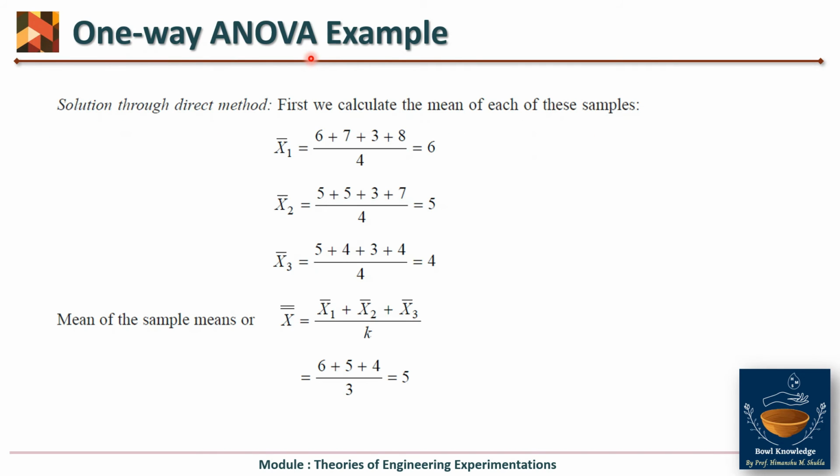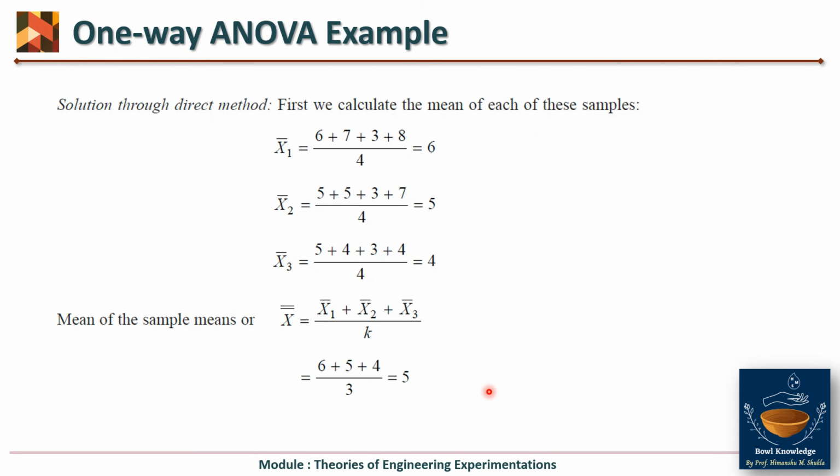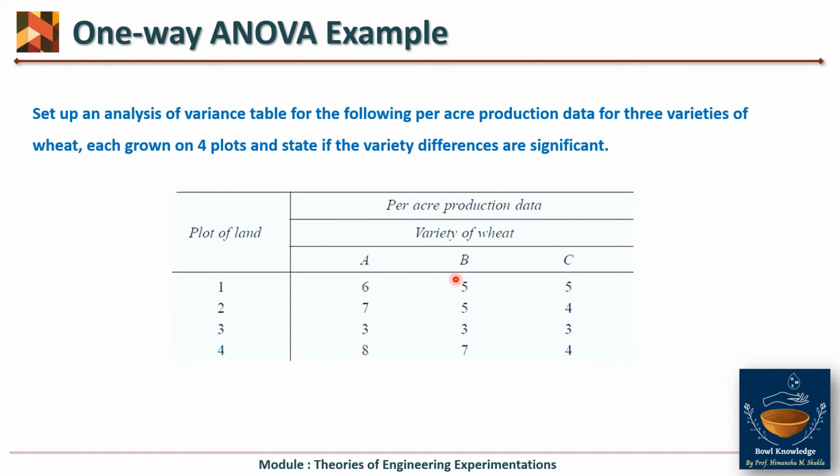Now proceeding, as per the steps, we will see how this numerical is solved. There are 3 varieties of wheat and 4 samples, so there are in all 12 readings. By sample, there are 3 samples, each having a sample size of 4. As per the steps, what was our first step? Calculate the mean of every sample. Here we are taking the variety of wheat as the sample: sample A, sample B, sample C, and the number of readings in every sample is 1, 2, 3, 4.